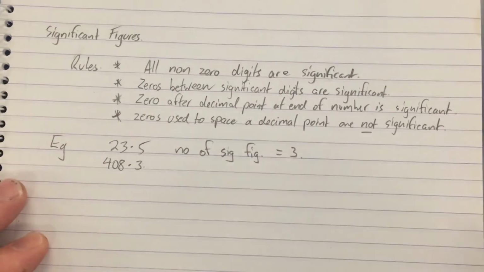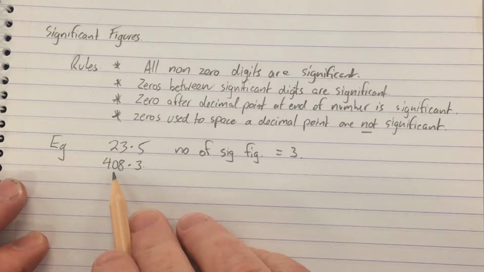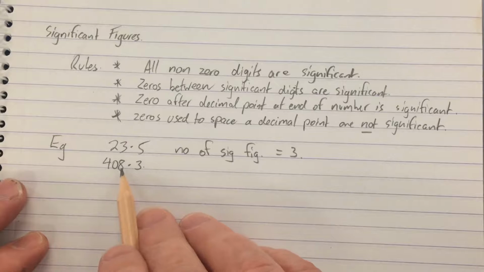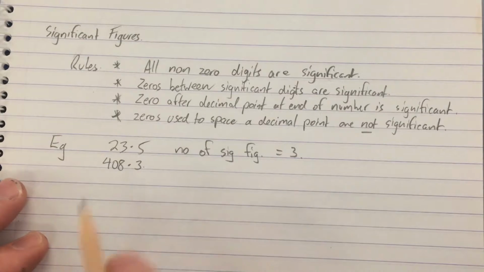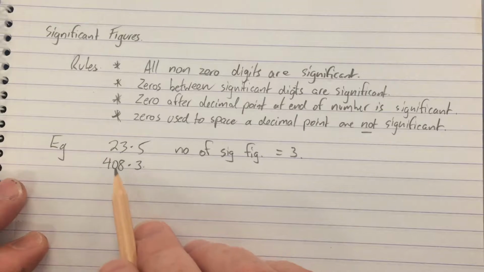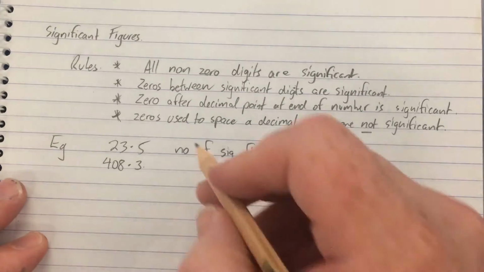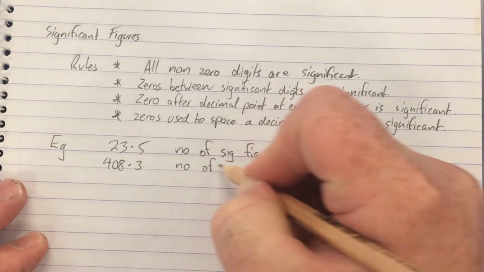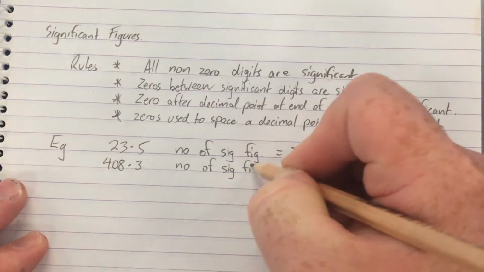408.3 has 1, 2, 3 non-zero digits, and the 0 lies between two digits that are significant, so that's also counted as significant. So we've got 1, 2, 3, 4 significant figures.